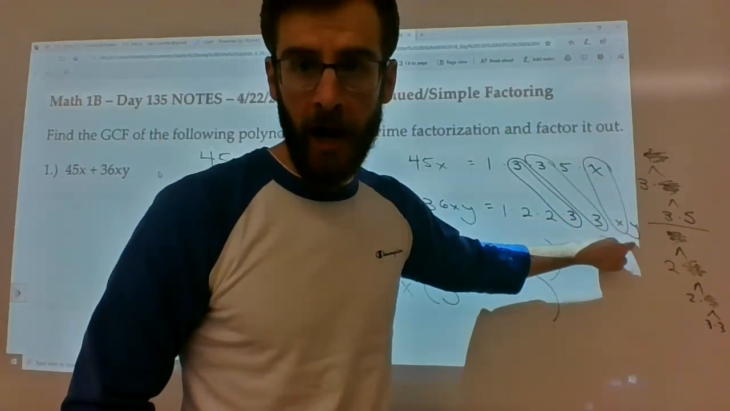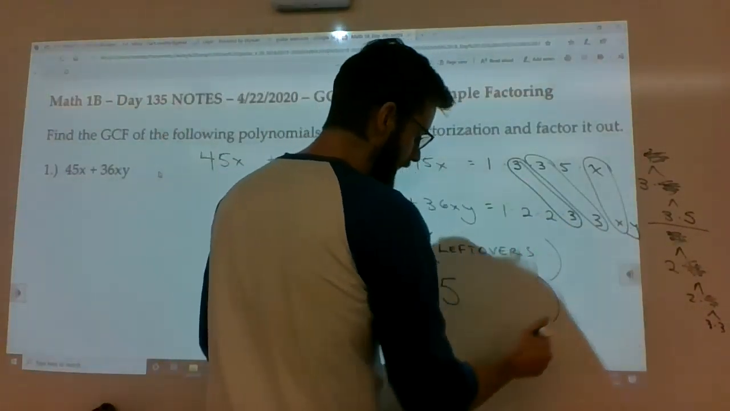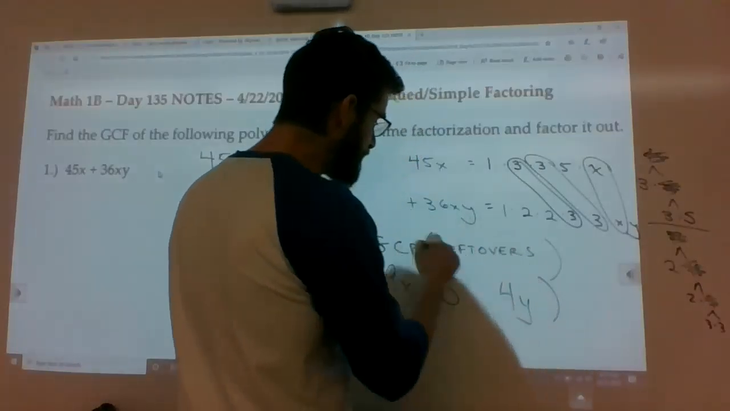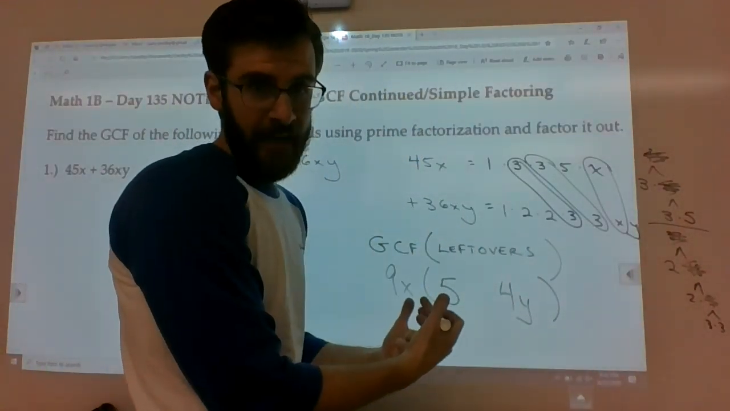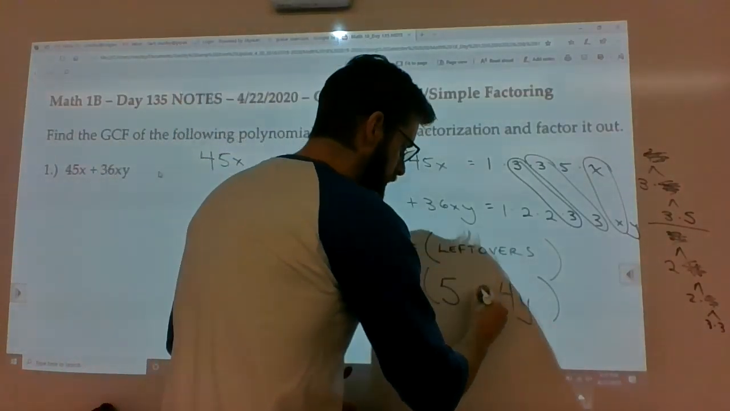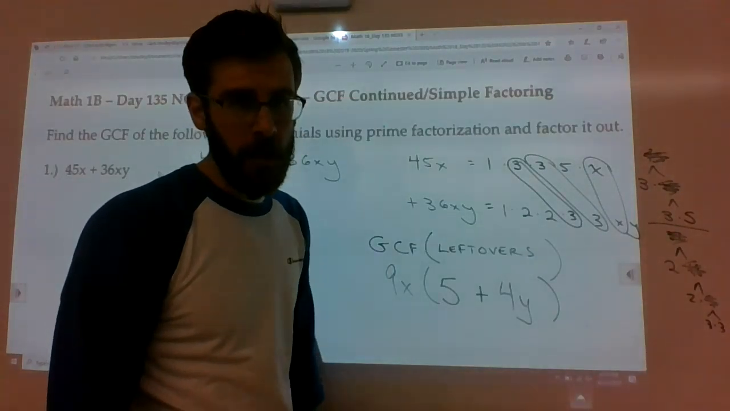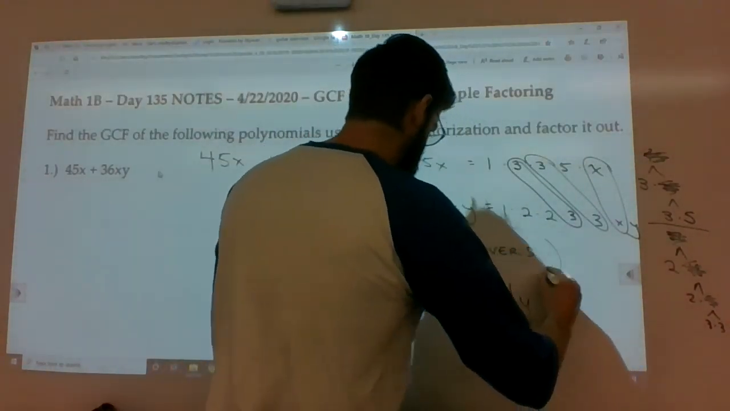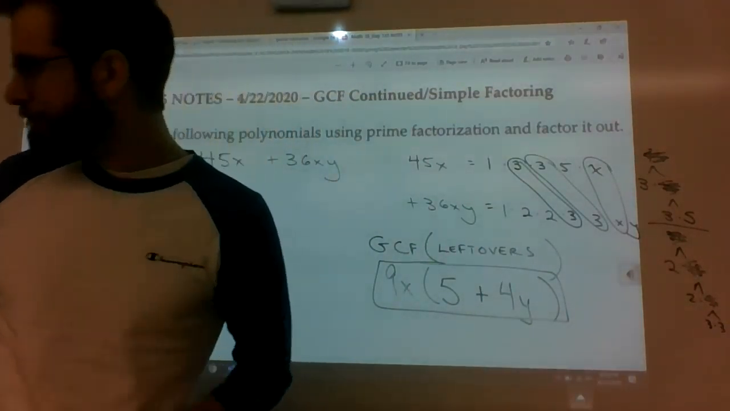And then there's still a y that was not connected to the other one. So it's 4y. And then there's addition between them. Remember, I don't want to just glob them together and multiply. It's not 20y. It's 5 plus 4y. And that's our factored polynomial. Let's try another one.